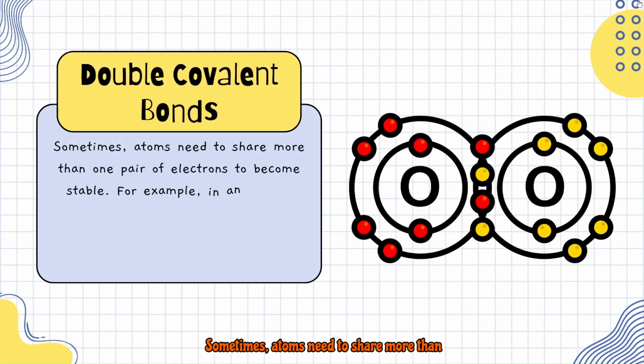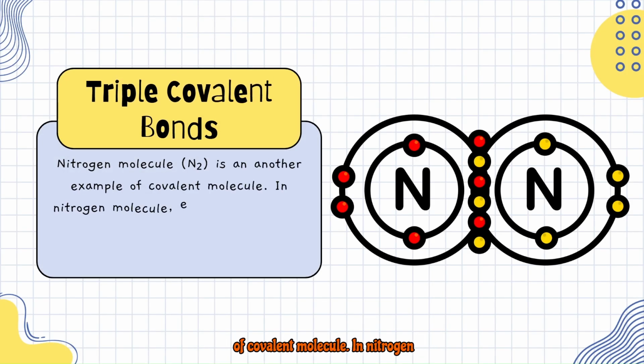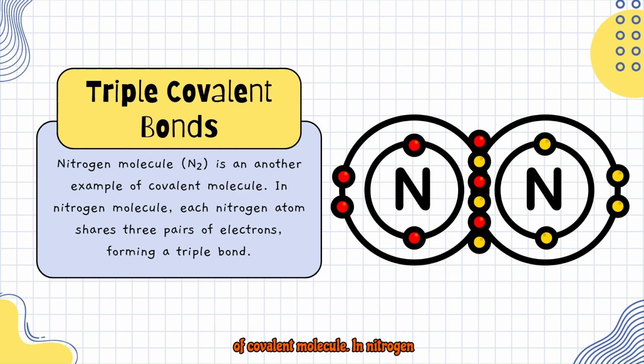Sometimes, atoms need to share more than one pair of electrons to become stable. This is where double and triple covalent bonds come in. For example, in an oxygen molecule, O2, each oxygen atom shares 2 pairs of electrons, forming a double bond. Nitrogen molecule is another example of a covalent molecule. In a nitrogen molecule, each nitrogen atom shares 3 pairs of electrons, forming a triple bond.